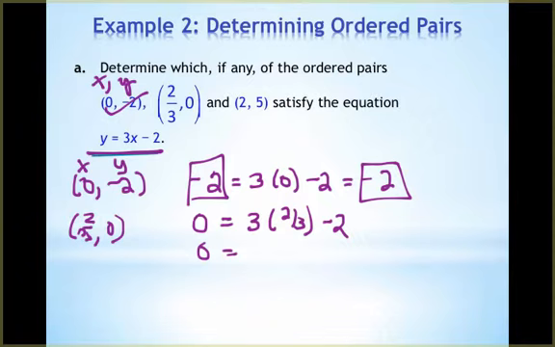But 3 times 2/3, that's 2. And 2 minus 2 equals 0. And so yes, those are both equal to 0. So that makes the equation true.